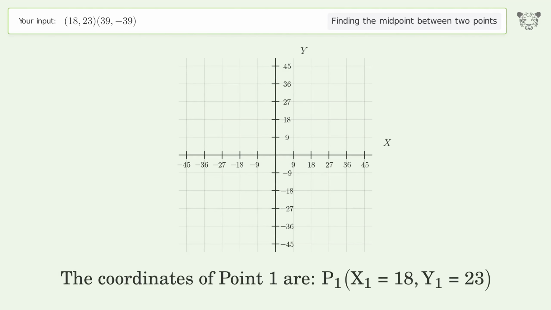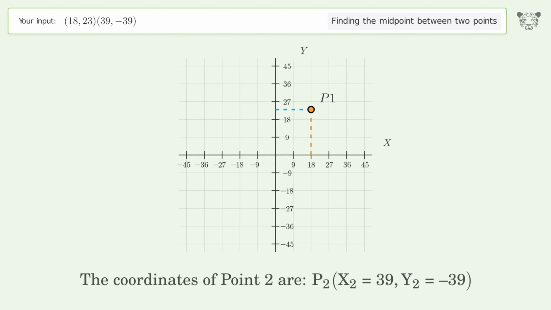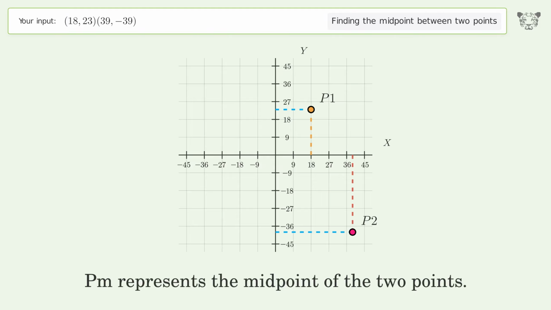The coordinates of point 1 are x1 equals 18, y1 equals 23. The coordinates of point 2 are x2 equals 39, y2 equals -39. PM represents the midpoint of the 2 points.